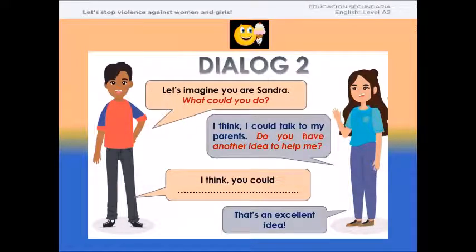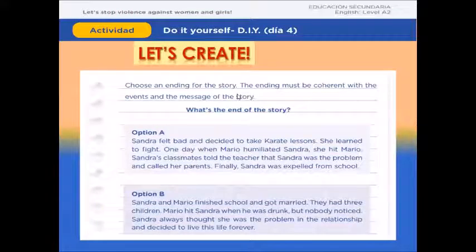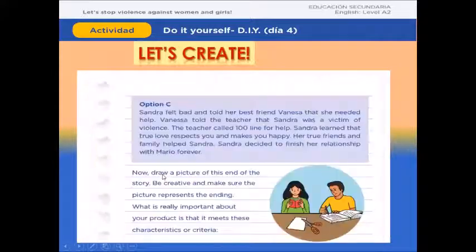You can check it. Activity, do it yourself. Let's create. You are going to choose an ending for the story. The ending must be coherent with the events and the message of the story. What's the end of the story? Option A, option B, option C. Okay? Then you're going to draw a picture of this end of the story. Be creative and make sure the picture represents the ending.